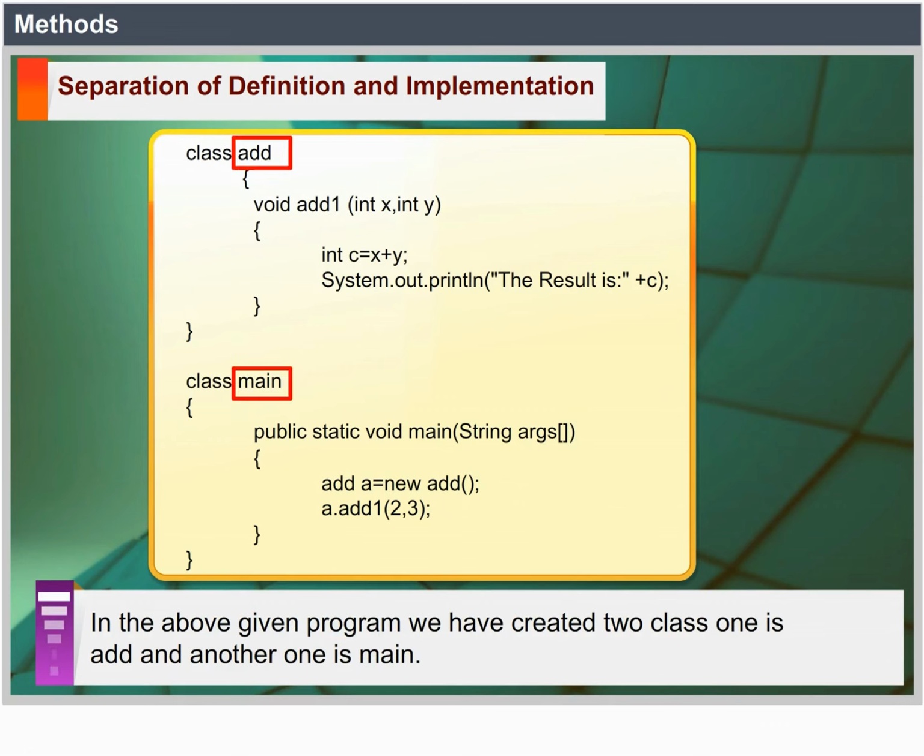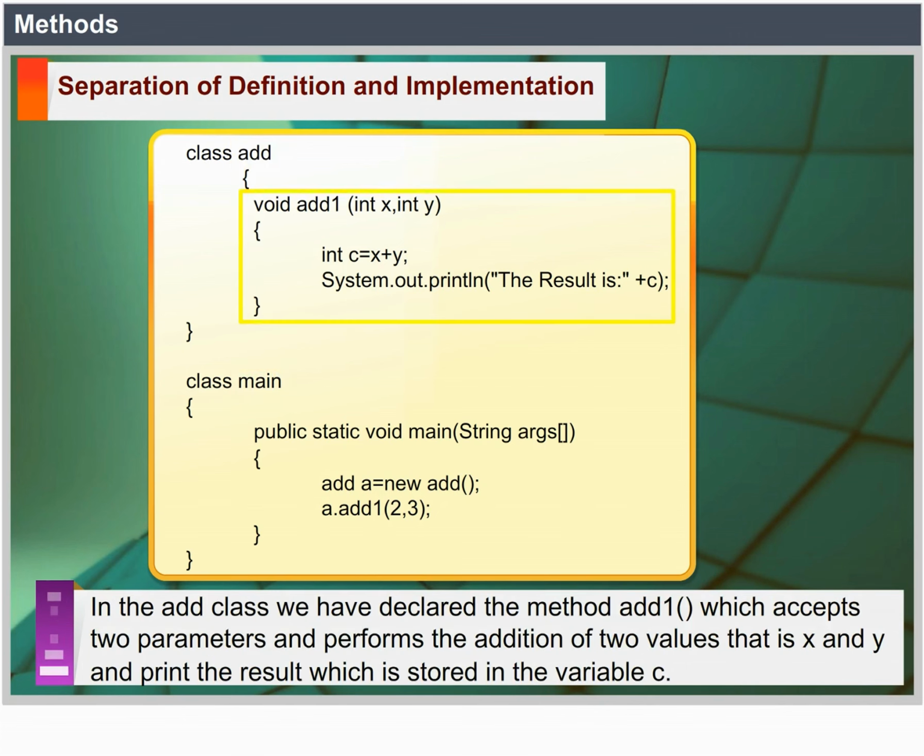In the above given program, we have created two classes. One is Add and another one is Main. In the Add class, we have declared the method add1, which accepts two parameters and performs the addition of two values, that is x and y, and prints the result which is stored in the variable c.